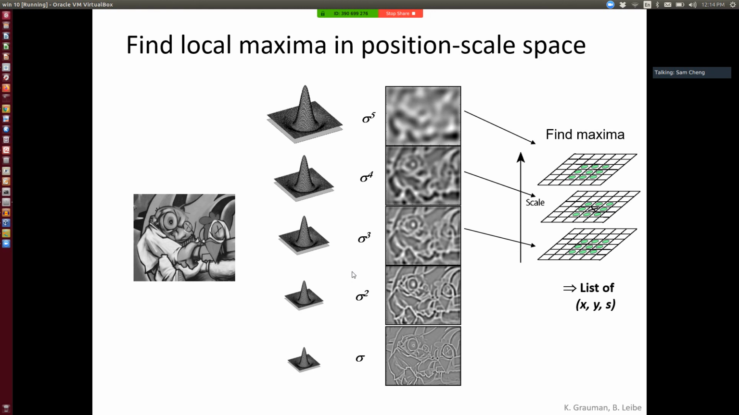In practice, after he finds this DOG for each level, he just finds the local maximum as the potential candidate. A local maximum in all directions, not just the spatial but also the scale direction. If it is a local maximum across everywhere, I will consider it a potential candidate. Any questions? This is the basic idea of SIFT.